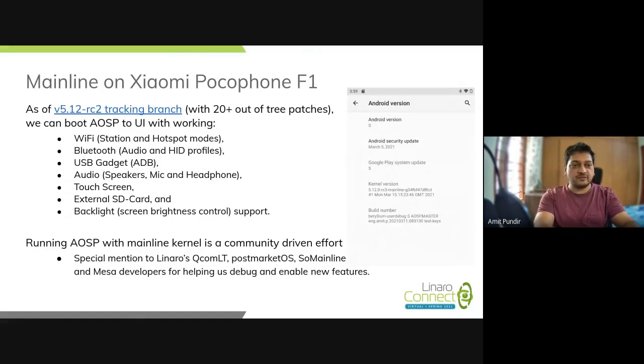As of version 5.12 RC2, we have basic features like Wi-Fi, Bluetooth, audio, touchscreen, etc. working. Running mainline kernel on Poco F1 phone is a community-driven project. We are collaborating with a number of different groups, and it's really a community effort that we are really appreciative of. A special shout out to Linaro's Qualcomm landing team, postmarketOS and SoMainline guys, and Mesa developers for helping us debug and enable new features.